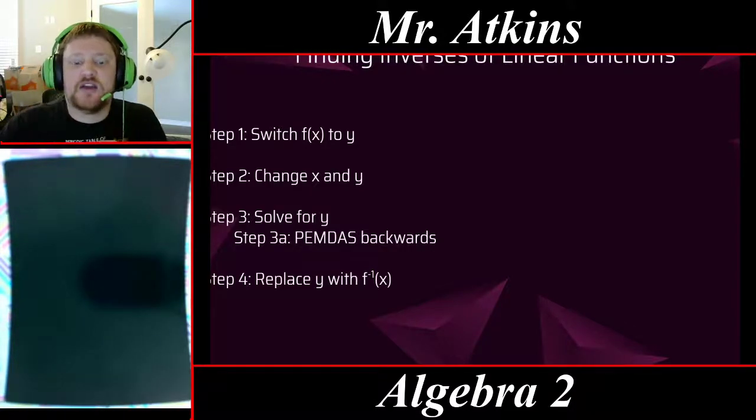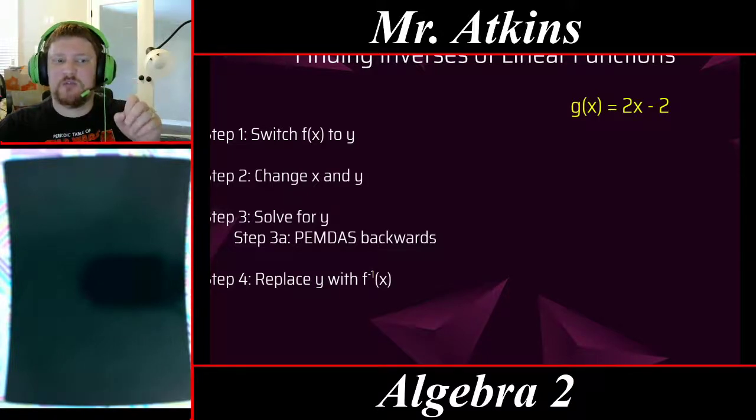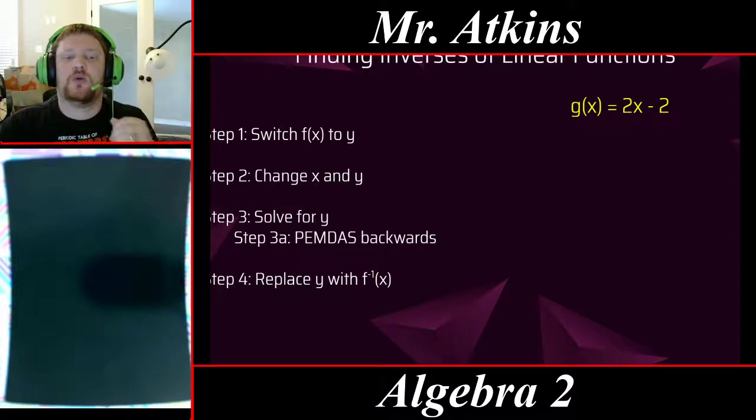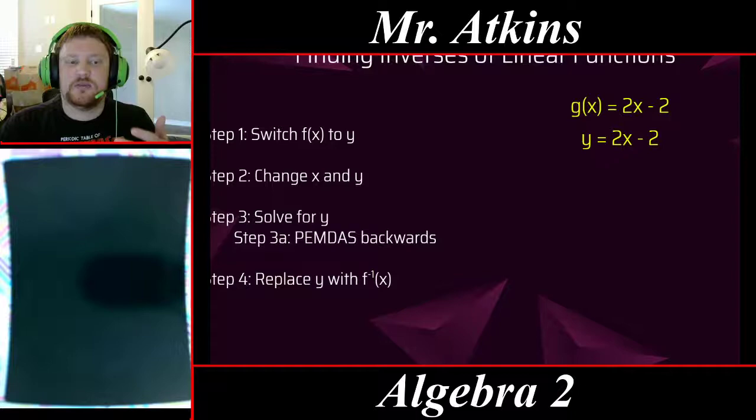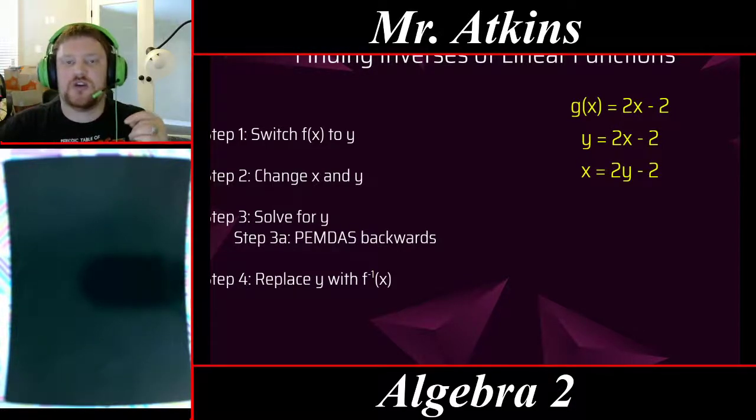So let's take that g of x example that we had. G of x was 2x minus 2. So our first step is going to be to change, I said f of x in the steps, but it works for any function. So if we've got g of x, that's what we're going to change to y. Then, step 2, change x and y. So just flip places with each other. Everywhere you have a y, write an x. Everywhere you have an x, write a y.